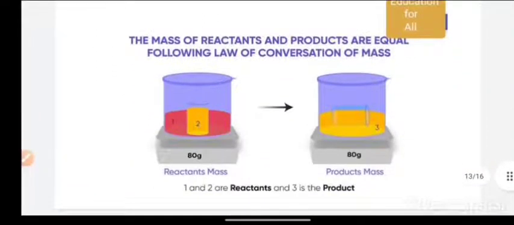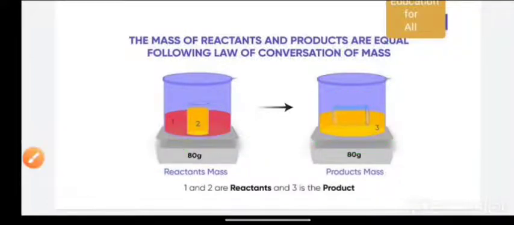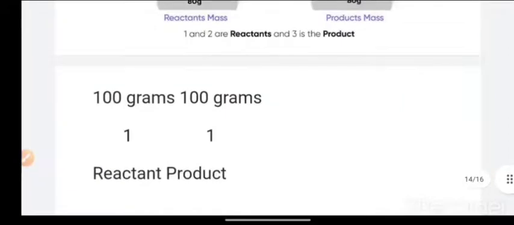This is another example. On the first side, here is 1 or 2, that is the solution. When we pour it into the glass, it mixes and forms a yellow solution. This is the measuring machine. The weight is 80 gram. Here also the measured weight is 80 gram. That means the mass of the reactant is equal to the mass of the product.